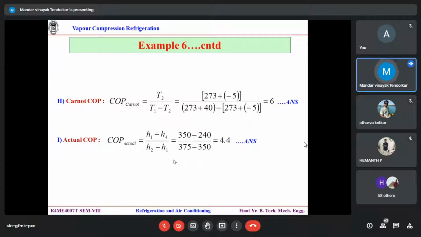Okay, then Carnot COP. Carnot COP is related to temperatures. So condenser temperature and evaporator temperature, both you know. So you calculate the Carnot COP, with 40 and -5, correct? And the actual COP, which you calculate with the help of the enthalpy values. Done. So this is how you solve the numerical. Should I move ahead? Yes, sir. Okay, good.